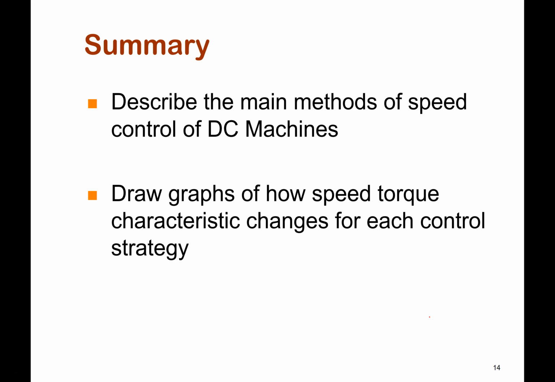So in summary, you should now be able to describe the main methods of speed control for the DC machines and draw graphs of how the speed torque characteristics change for each control strategy. And remember, here it's just the equation for a straight line. So if you can't remember it, you just derive the equation for the straight line and you look at what is the parameter. Does it correspond to the y-intercept? Does it correspond to the gradient? Or does it correspond to both?